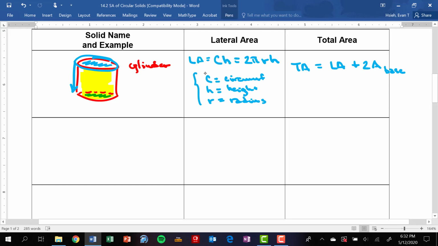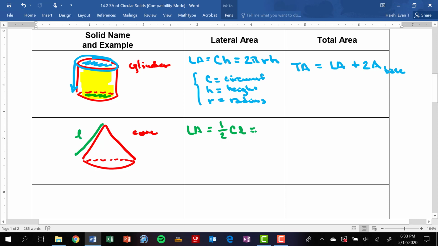Okay, the next type of figure is a cone, which looks something like that. And the lateral area for a cone is equal to 1/2 of the circumference times the slant height. Now keep in mind that the slant height for a cone is this part right here. That's the slant height. Another way of writing this is Pearl, or pi RL. I memorized that by remembering the word Pearl.